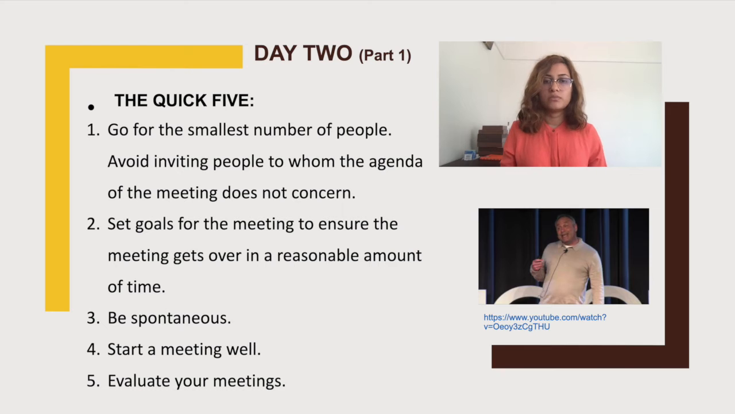Firstly, Stephen Rogelberg talks about going for the smallest number of people possible. There is absolutely no need to invite people to a meeting whom the topic does not concern or is secondary. Someone can always fill them in with the details later and keep them in the loop.